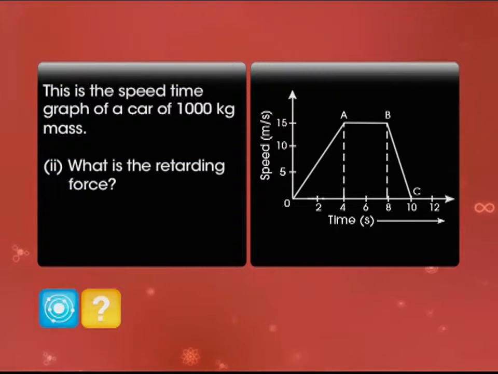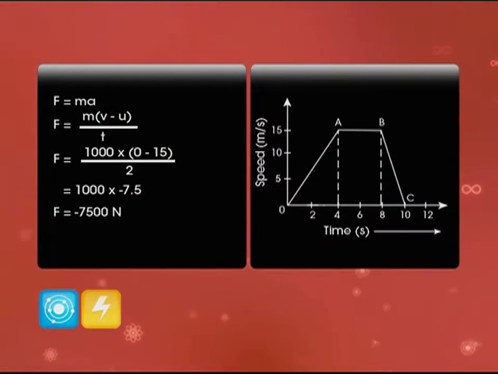Number 2. Now to find out the retarding force, just consider that the slope of line BC is equal to acceleration, and that's equal to minus 7.5 meters per second square. The negative sign of force means it is a retarding force, and the retarding force is 7,500 newtons.